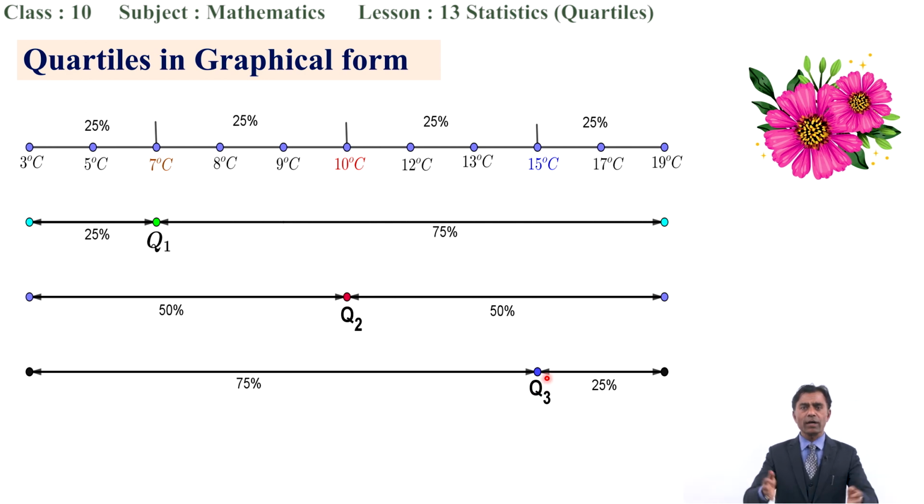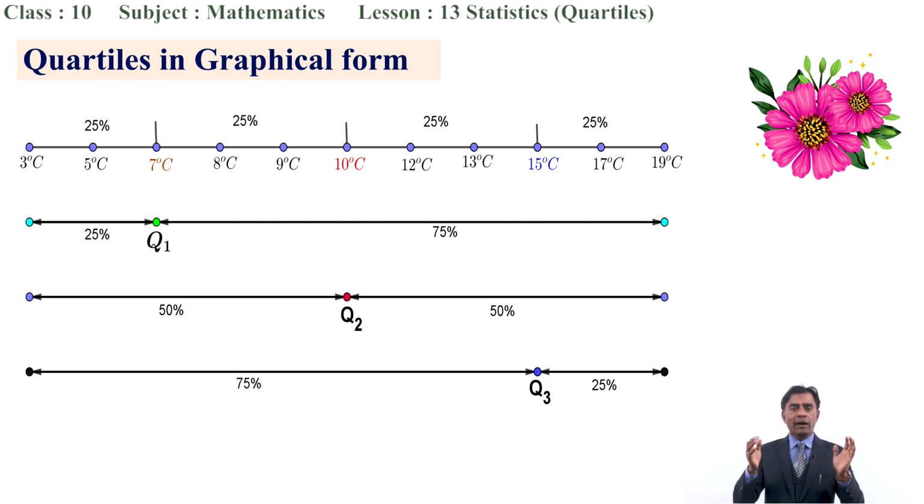And the role of the third quartile: it divides the given set of data into a lower 75% below it, and above Q3, 25% of the data lies. So what is Q3 called? Q3 is that value which divides the given set of data such that lower than Q3 we have 75% of the items, and above it we have 25% of the items. So Q3 is called the upper quartile, which is greater than the other quartiles.